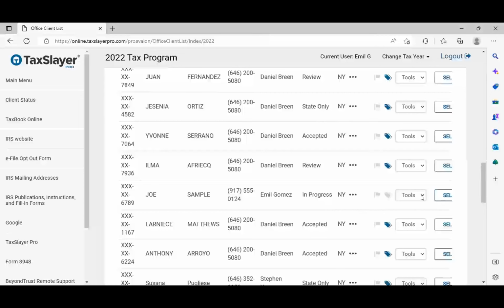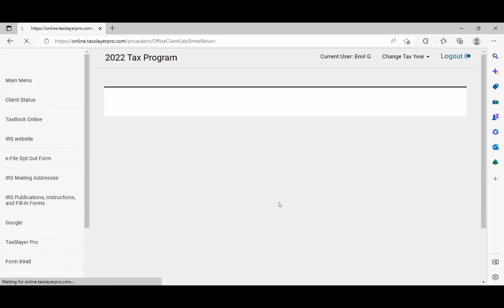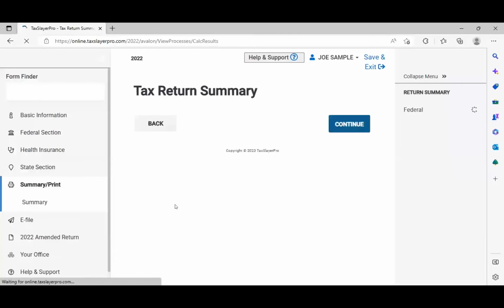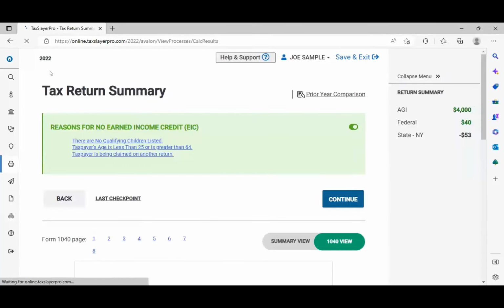Hit the tools for you if you like. So it talks about scanning documents and client status. Well, we more or less have done that. Let's go to the select button you can see here on the right-hand side, and we're going to go into Mr. Sample's return, which is in progress, okay? And it's coming up. There we go.